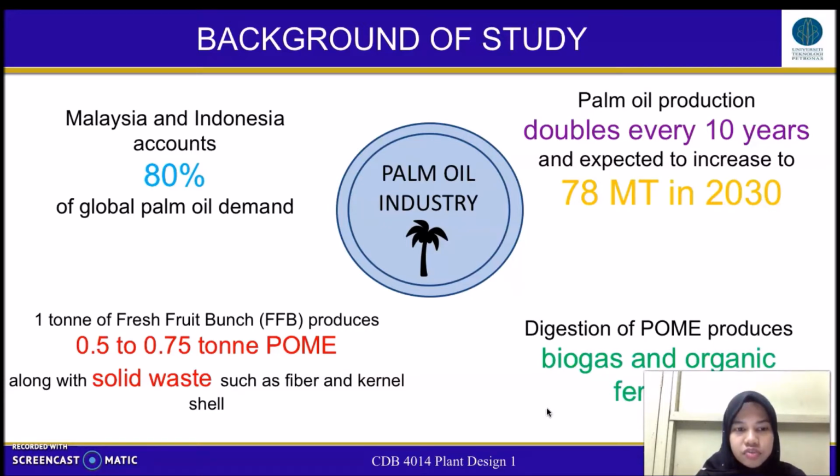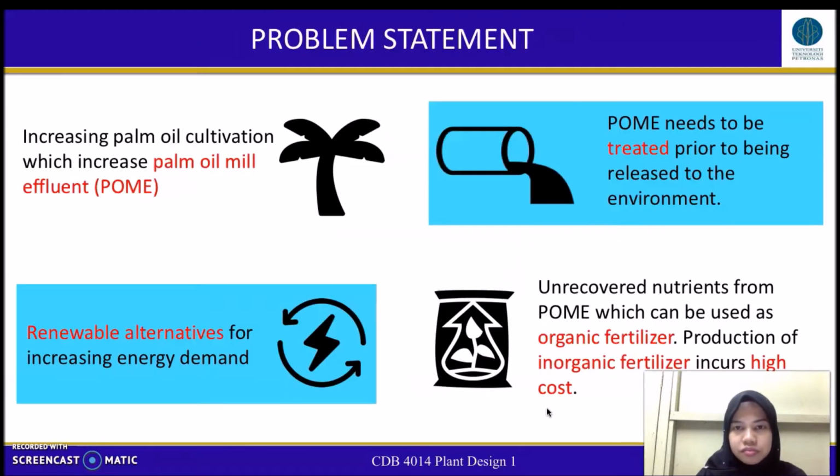Next, 1 ton of fresh fruit bunch produces 0.5 to 0.75 ton of POM. Fresh fruit bunch is the unprocessed fruits of the palm tree. When processed, it will release what we call POM. POM consists of mostly water and also solid waste such as fiber and kernel shell. When treated correctly, POM can undergo anaerobic digestion in order to produce biogas, and its digestate can be made into organic fertilizer.